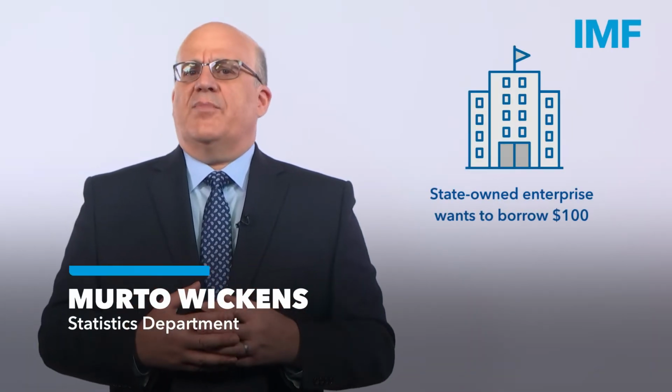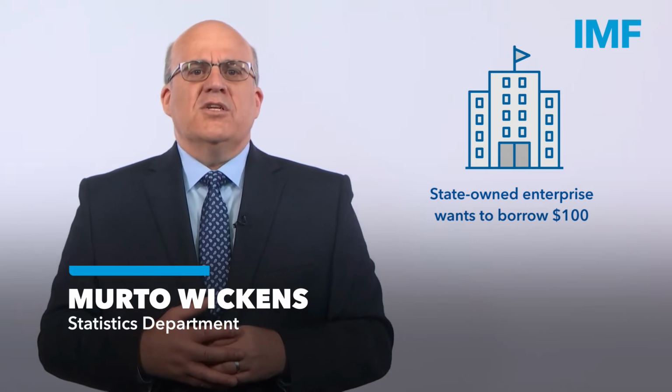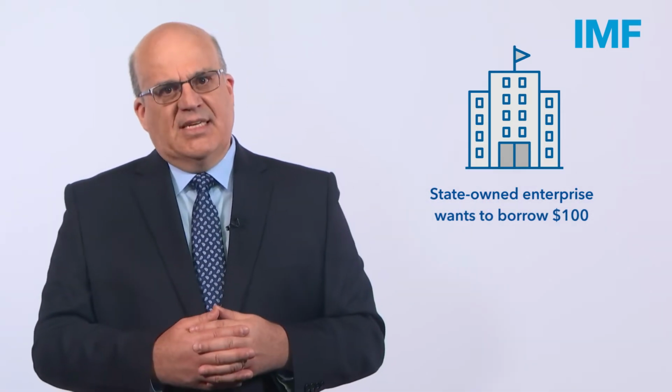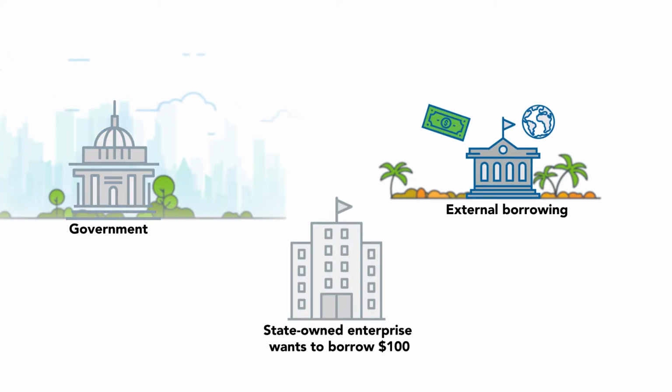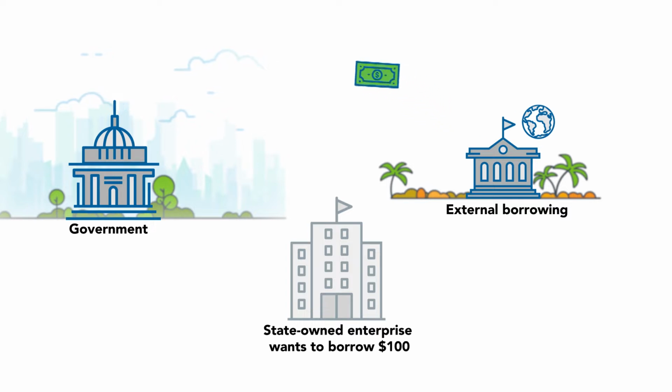Let's say a state-owned enterprise wants to borrow $100 to finance some of its investment activities. External borrowing would have been much cheaper for the state-owned enterprise, but it's not allowed to borrow abroad. So, instead, government borrows $100 on behalf of the state-owned enterprise from a bank abroad. And then, government on-lends these proceeds to the state-owned enterprise.